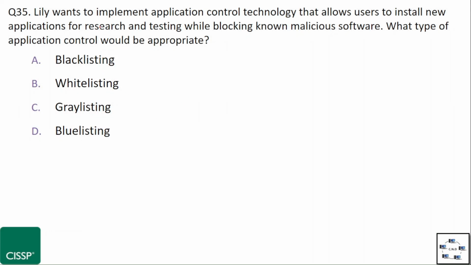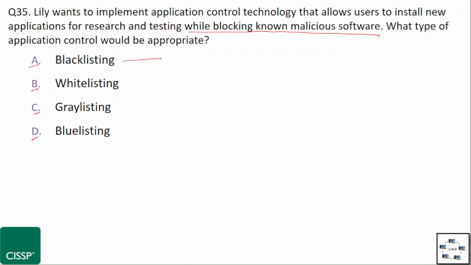Question number 35. Lily wants to implement application control technology that allows user to install new application for research and testing while blocking malicious software. What type of application control would be appropriate? And the options are option A, blacklisting, option B, whitelisting, option C, gray listing, and option D, blue listing.